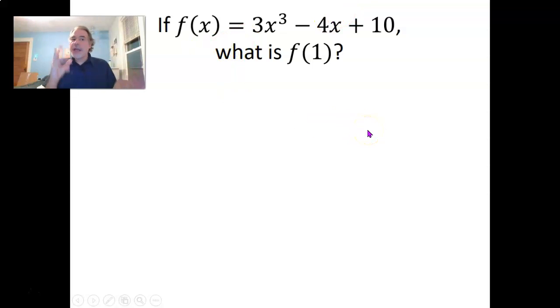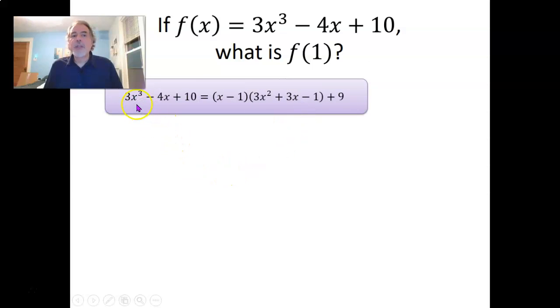Well, one way to answer that question is just to plug in 1 in place of x and do the calculations. 3 times 1 cubed minus 4 times 1 plus 10. You can work that out. Comes out to be 9. But here's another way of doing it. Remember how we took that polynomial, that function, and rewrote it as x minus 1, what we were dividing by, times 3x squared plus 3x minus 1, plus that remainder of 9.